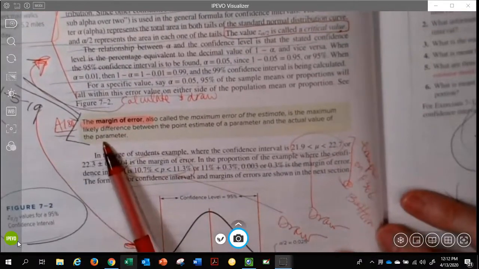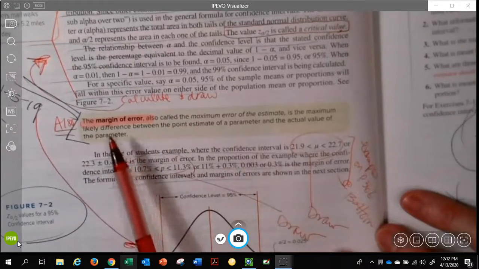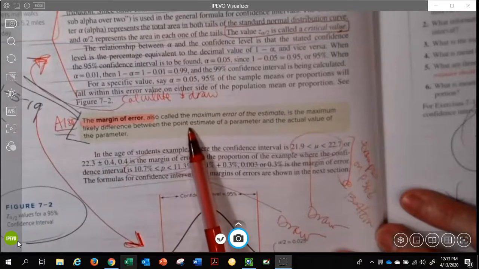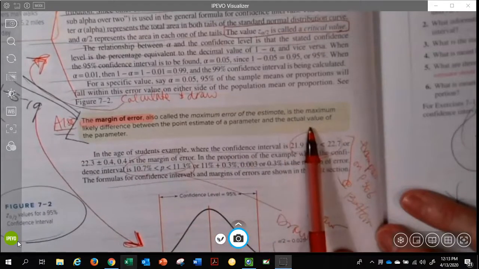One more thing I need to show you in this section. There's a thing called a margin of error. It's called the maximum error of the estimate. It's the maximum likely difference between the point estimate of a parameter and the actual value.